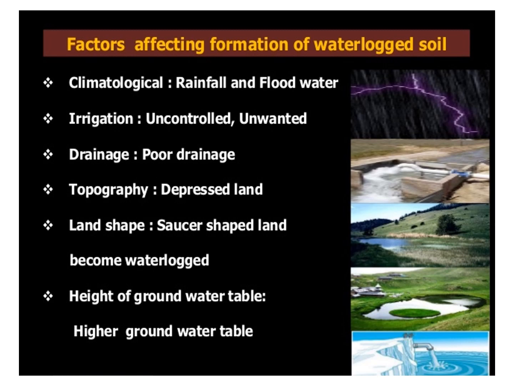Here we see the factors which are responsible for formation of waterlogged soil, or we can say submerged soil. That is climatological factors, that are rainfall and flood water, irrigation, uncontrolled unwanted drainage, that is when drainage is poor, topography, depressed land, saucer shaped land becomes waterlogged or we can say submerged. Height of groundwater table, a higher groundwater table, is also responsible for formation of submerged soil.